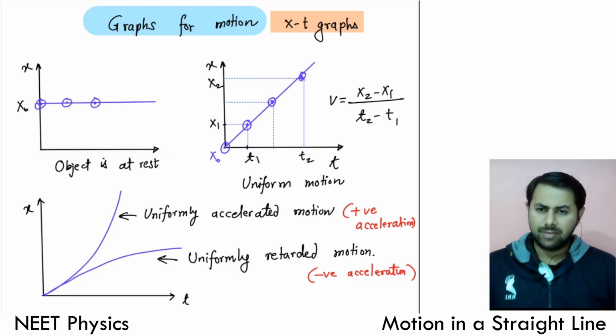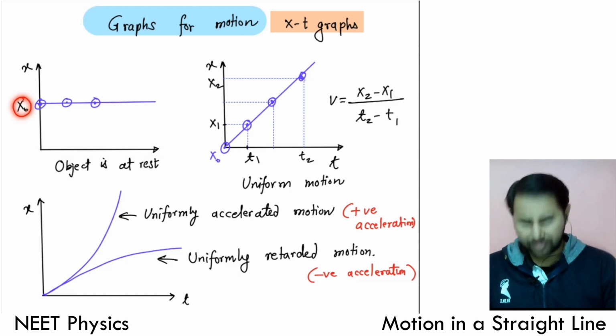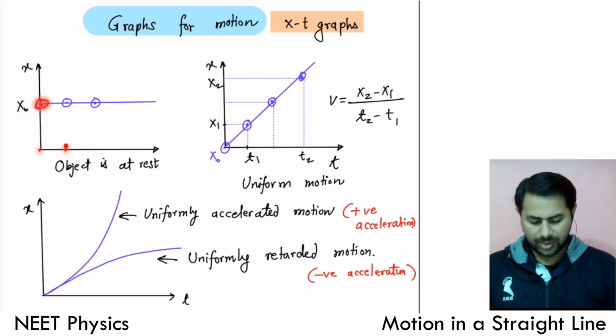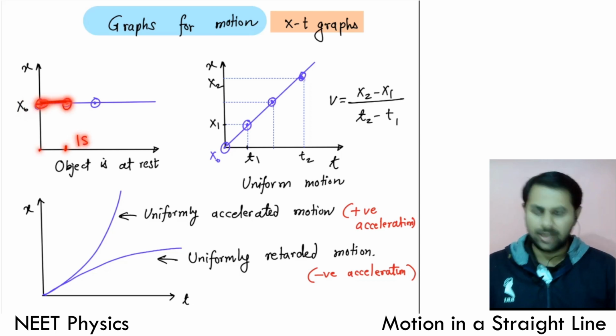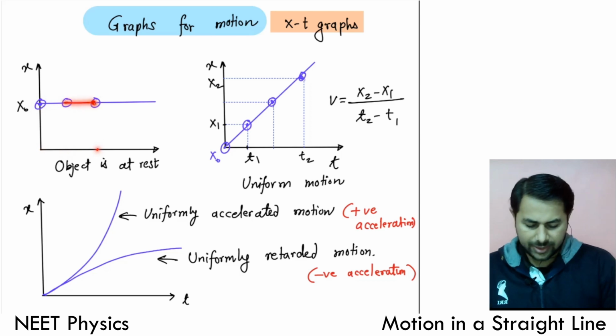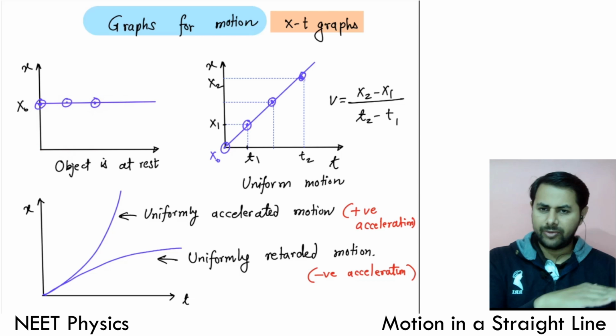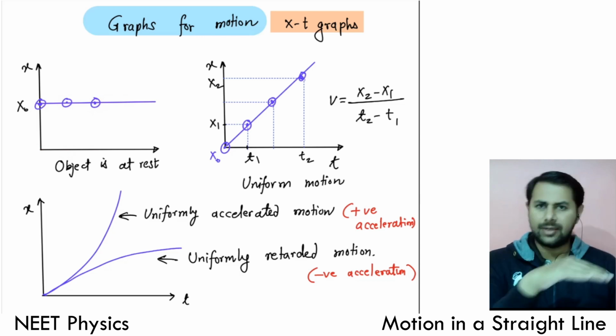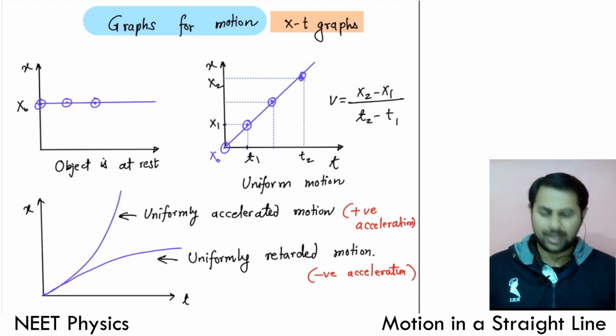Why? Because suppose the object starts from this position. At t equal to 0, it's here. At t equal to, let's say, 1 second, it's here at the same position. At t equal to 2 seconds, it's here at the same position. If you join all these points, what will you get? You get a straight line, parallel to the horizontal axis, right?